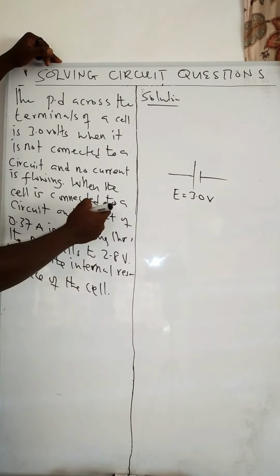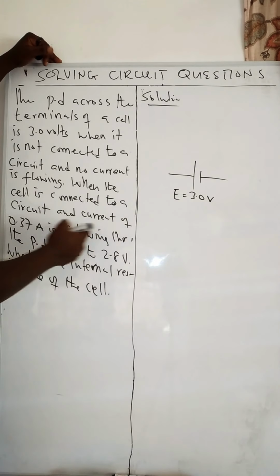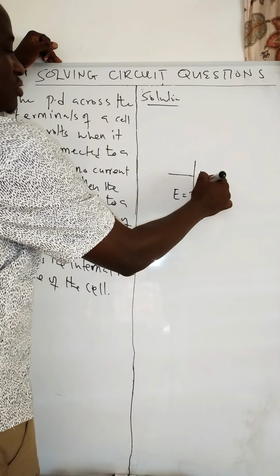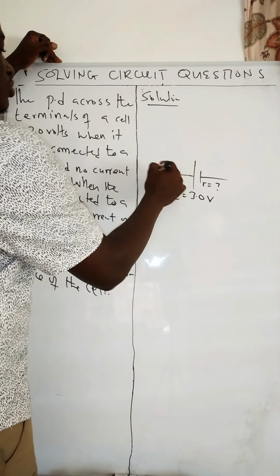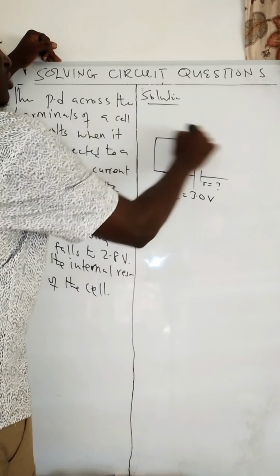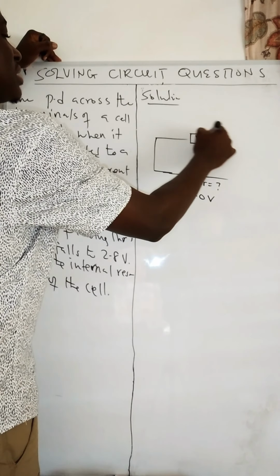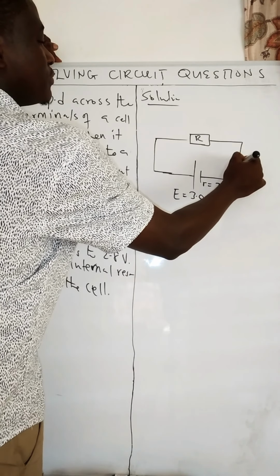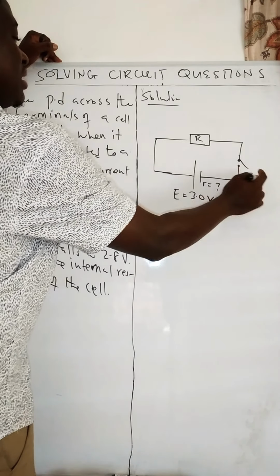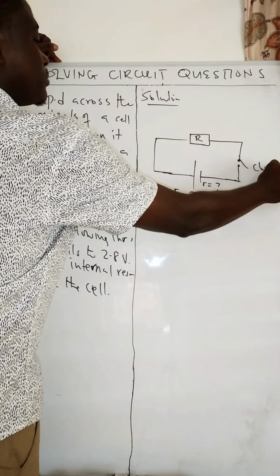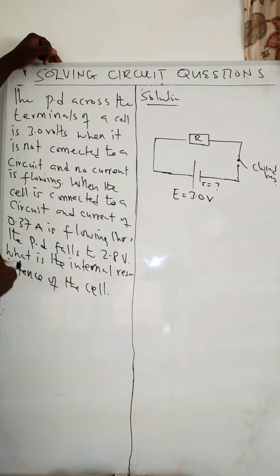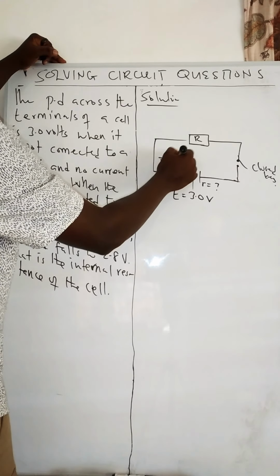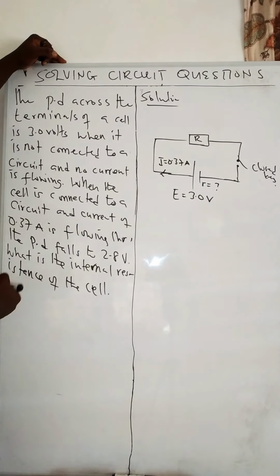Now, when the cell is connected to a circuit and current is flowing, once it is connected to a circuit, then it's going to have an internal resistance which we do not know. So let us connect the cell to a circuit. This is our resistor R. Let us give it a key, but the key is a closed key anyway. Good. And we have a current I, which is equal to 0.37 ampere flowing through the system.